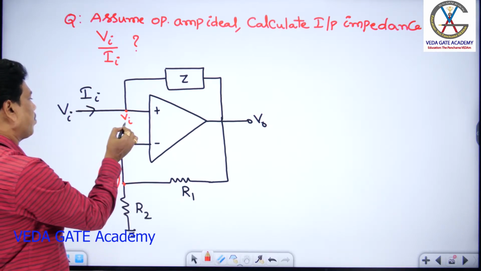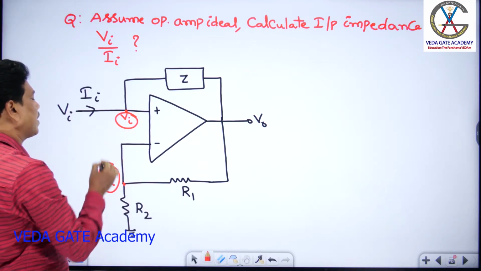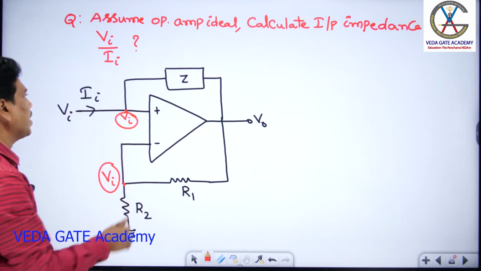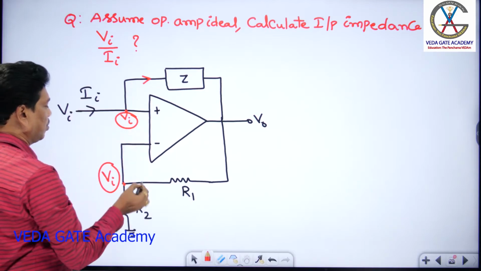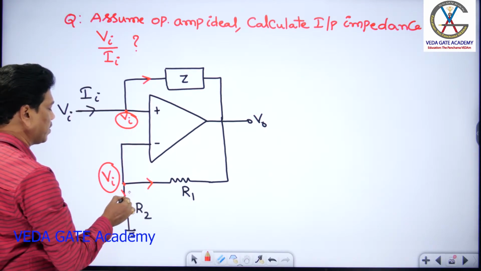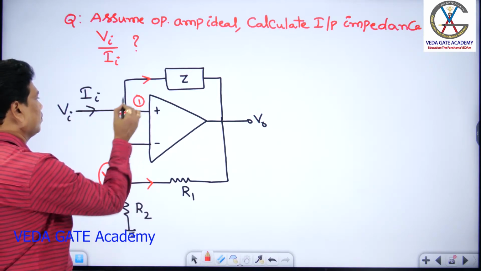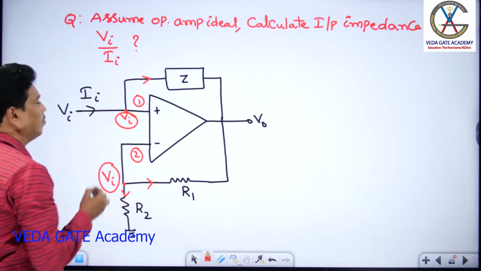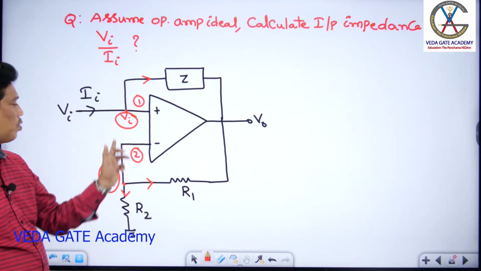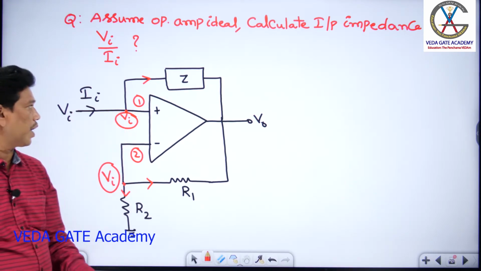What is the voltage here? Vi. The same voltage is considered at the other node. Now indicate the current flowing in each branch to get the impedance. This is node 1 and this is node 2. Here Vi is there, and using virtual ground, the other node also has the same voltage Vi.